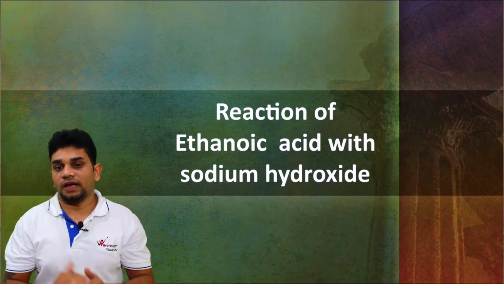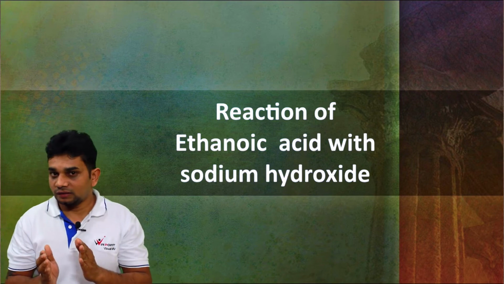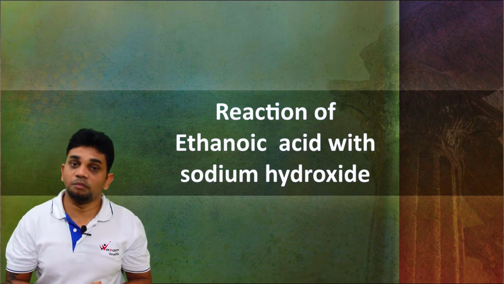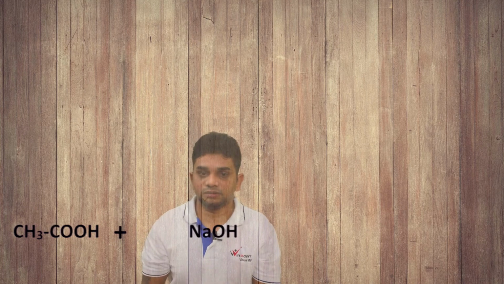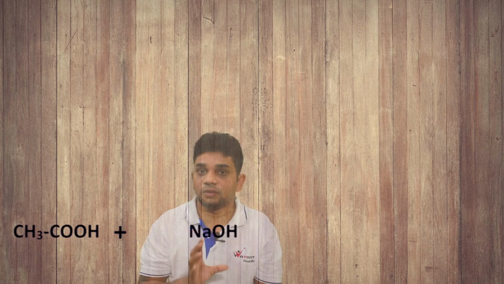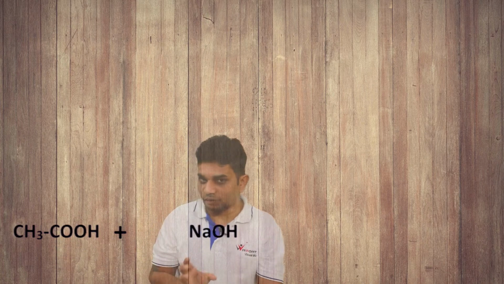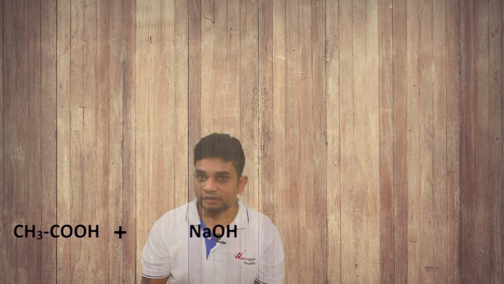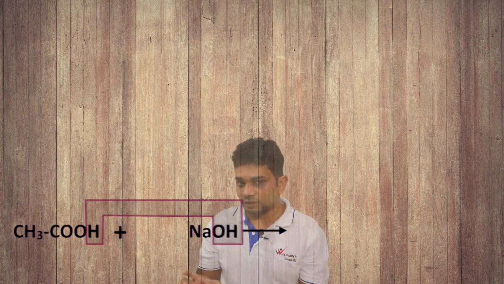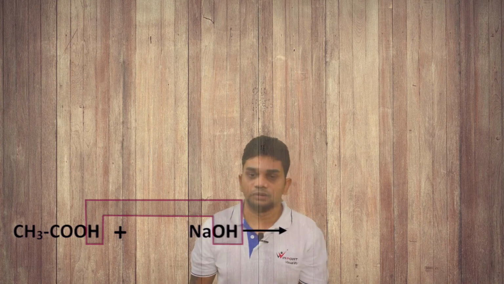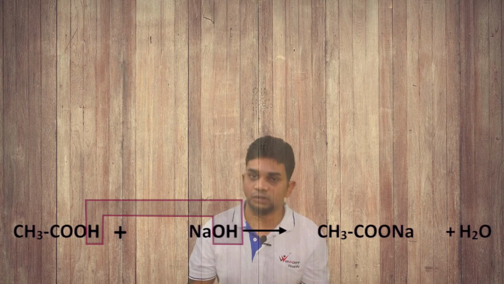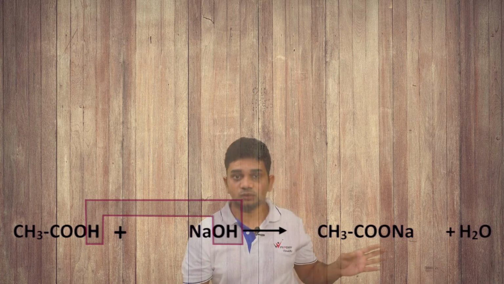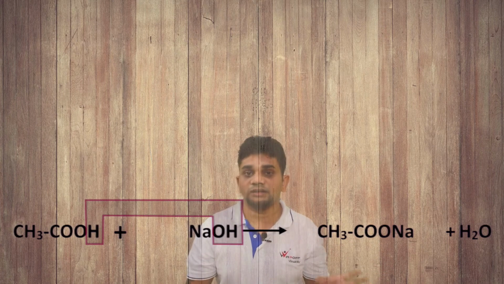Next one, reaction of ethanoic acid with sodium hydroxide. Ethanoic acid is an acid. Sodium hydroxide is a base. Acid and base, it will be a neutralization reaction. Let's check it. CH3COOH plus NaOH. What is going to happen here? There will be production of CH3COONa. The reaction will be like this: OH from the NaOH and H from the ethanoic acid form H2O. So it will be CH3COONa plus H2O. We are getting the sodium salt of ethanoic acid, sodium ethanoate, and H2O.